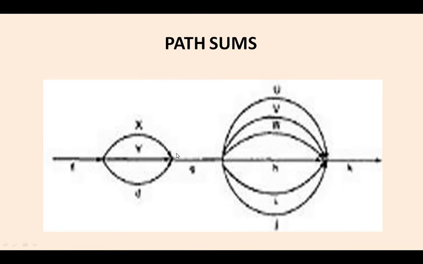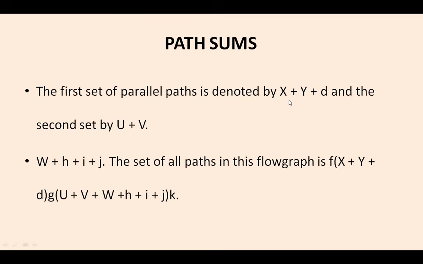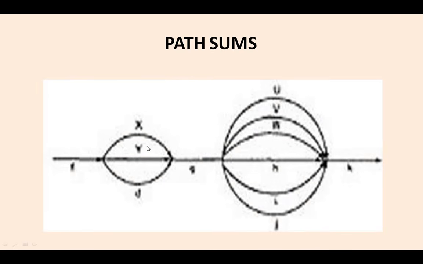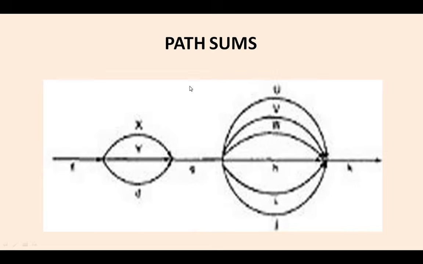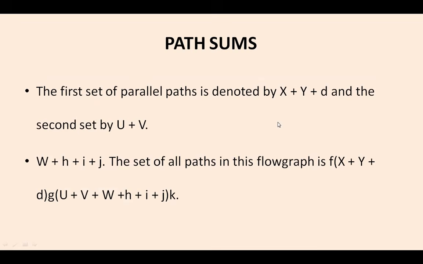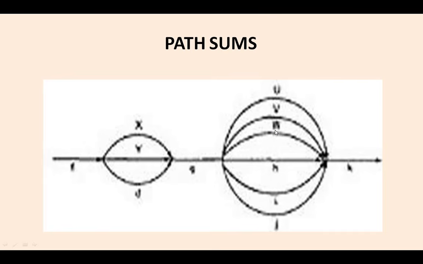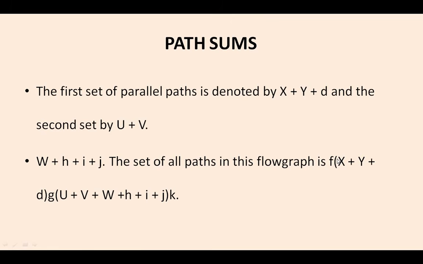See, this is another example of path sum. So XYD, this is XYD, the first one we will see X plus Y plus D, either X or Y or D. And U plus V, this is U plus V or W, H, I, J. See, this is W, this one is WHIJ. The set of all paths in this flow graph is X plus Y plus D.